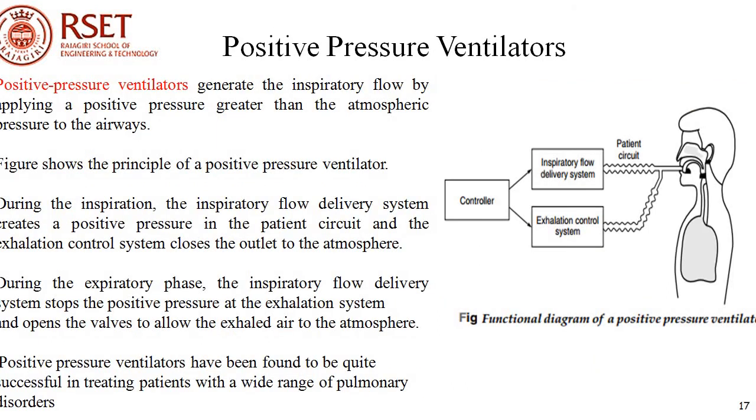This figure shows the principle of a positive pressure ventilator. During inspiration, the inspiratory flow delivery system creates a positive pressure greater than the atmospheric pressure in the patient circuit, and the exhalation control system closes the outlet to the atmosphere. During the expiratory phase, the inspiratory flow delivery system stops the positive pressure at the exhalation system and opens the valves to allow the exhaled air to the atmosphere. Positive pressure ventilators have been found to be quite successful in treating patients with a wide range of pulmonary disorders.